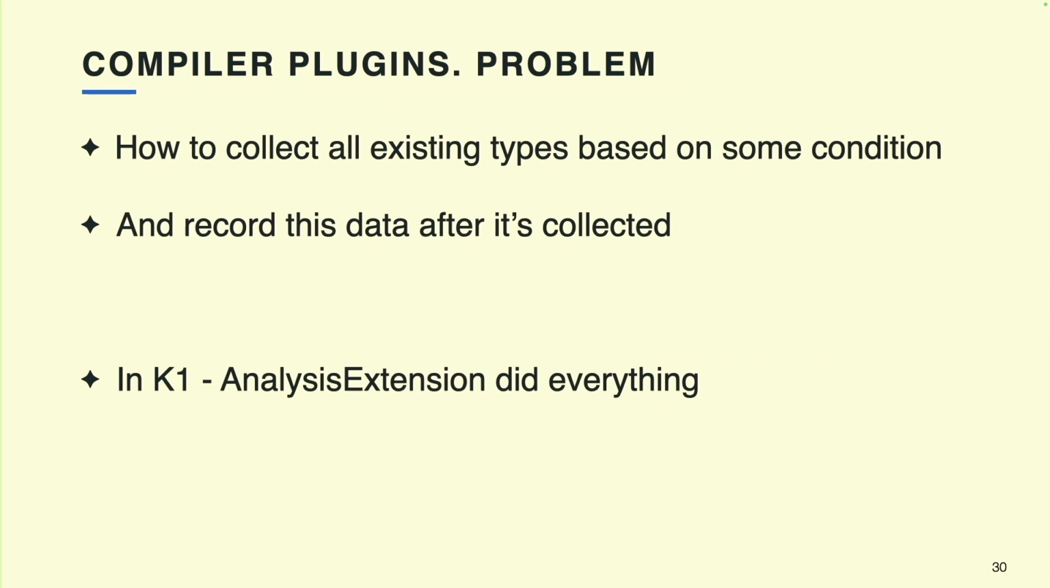But the problem there is how to collect all existing types based on some condition, record it somewhere, and then use it at a later stage. Probably you just need to write it to a JSON file. This is something we needed to improve the build system experience. But in K1, it was all possible by using just analysis extension.